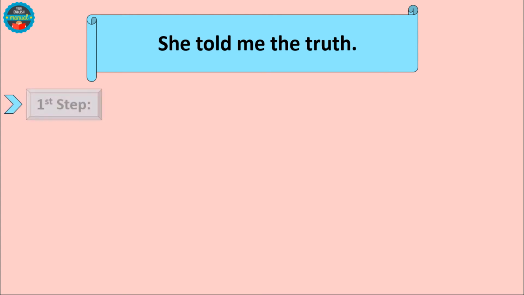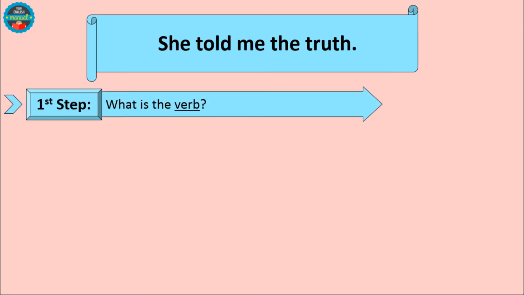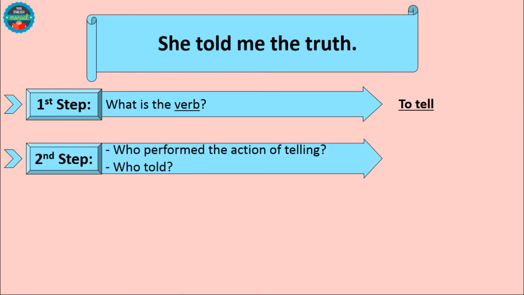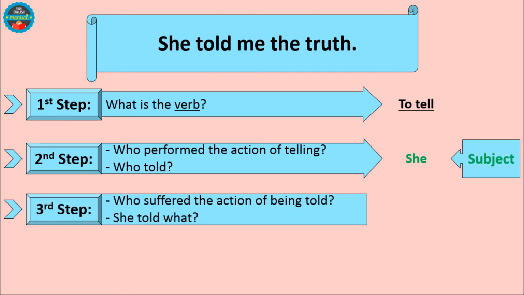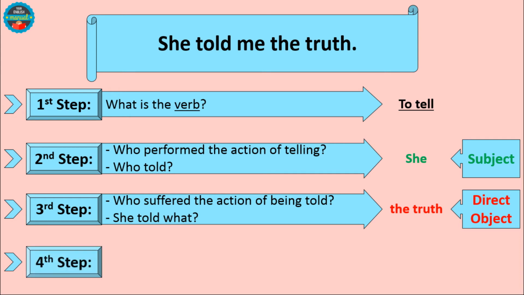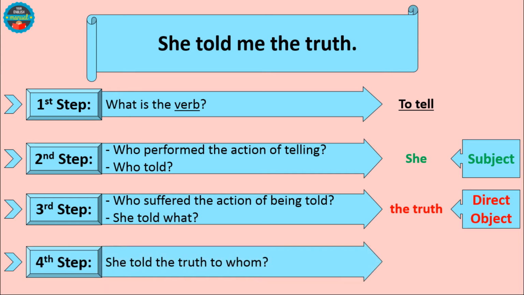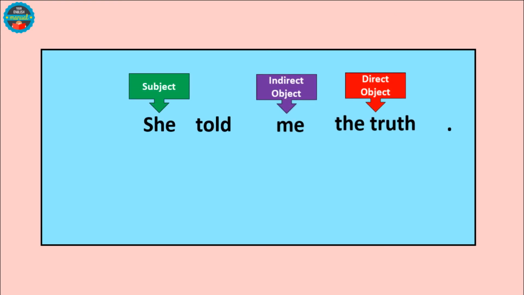Let's analyze the sentence, she told me the truth. First step, the verb is to tell. Second step, the one who told is she, so she is the subject. Third step, she told the truth, so the truth is the direct object. Fourth step, she told the truth to whom? Me, so me is the indirect object. Now let's change the order. Okay?